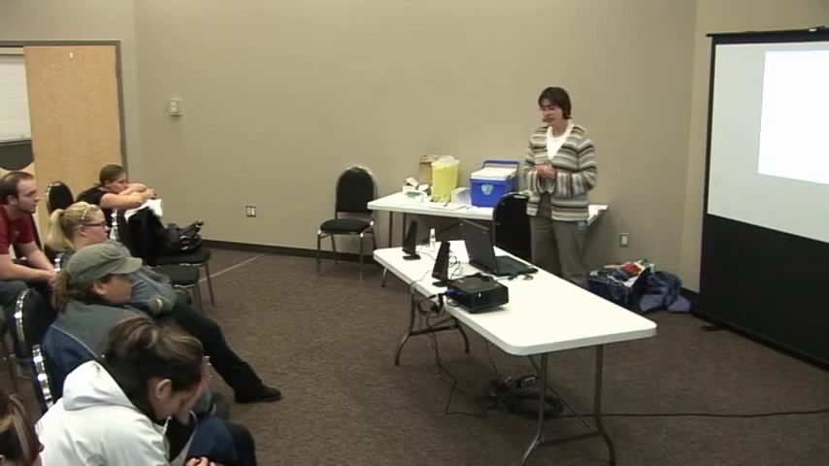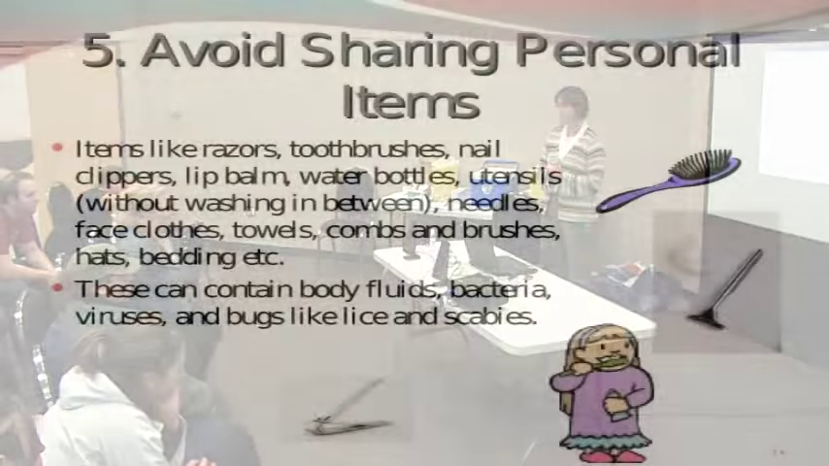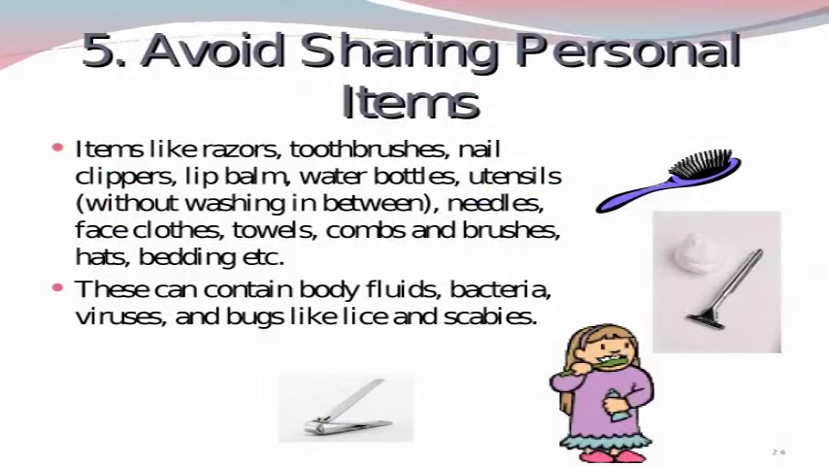So the next point was avoiding sharing personal items. Things like razors and toothbrushes, nail clippers, lip balm, eating utensils, face cloths, combs, towels in the bathroom, they all can contain blood or body fluids. So we want to make sure that the personal items are separated in the home.